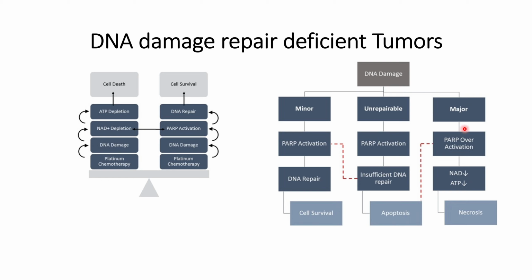What happens, as we have already gone through in this graph, is that in case of major DNA damage, it will lead to PARP overactivation, and this will lead to depletion of NAD and ATP. However, in this video I have said that it leads to cell death, but if we go in detail, it actually might lead to necrosis. So what is necrosis? Necrosis is just the death of the tissue because of low flow of blood.